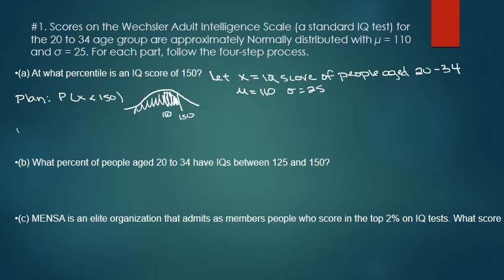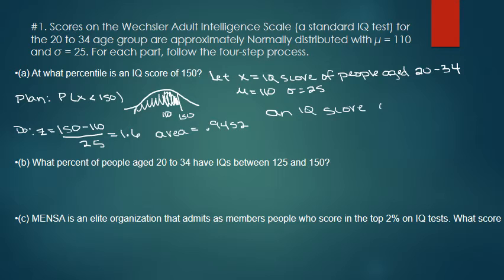So we are going to now do the do part, which will be to find the z-score. That'll be x, so 150 minus the mean, 110, divided by the standard deviation of 25. Put that in your calculator, you get 1.6. And then we're going to use the normalcdf function to get that the area is equal to 0.9452. So our conclusion is an IQ score of 150 is about the 95th percentile.